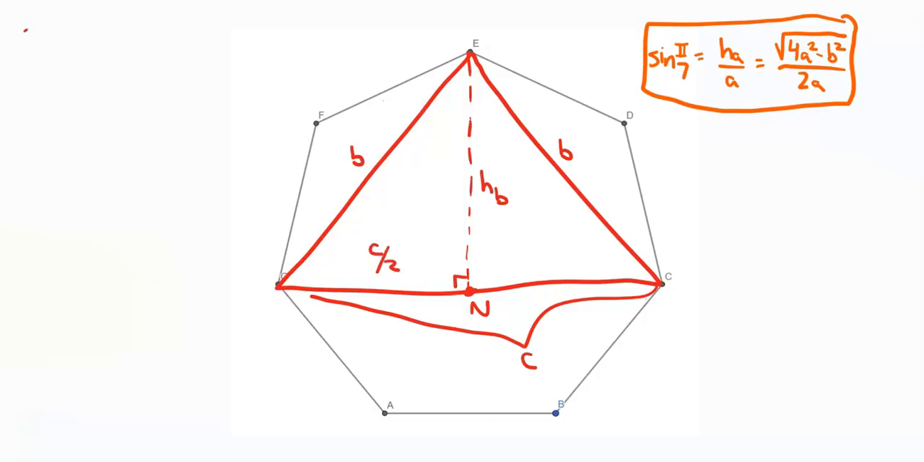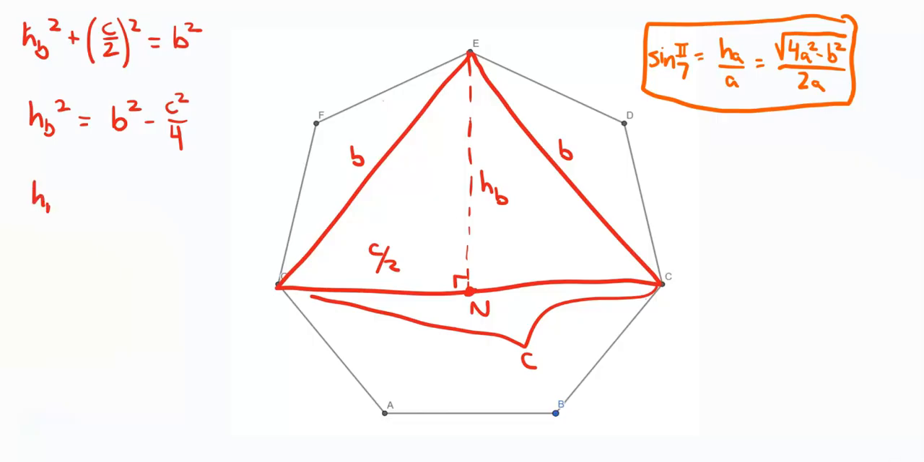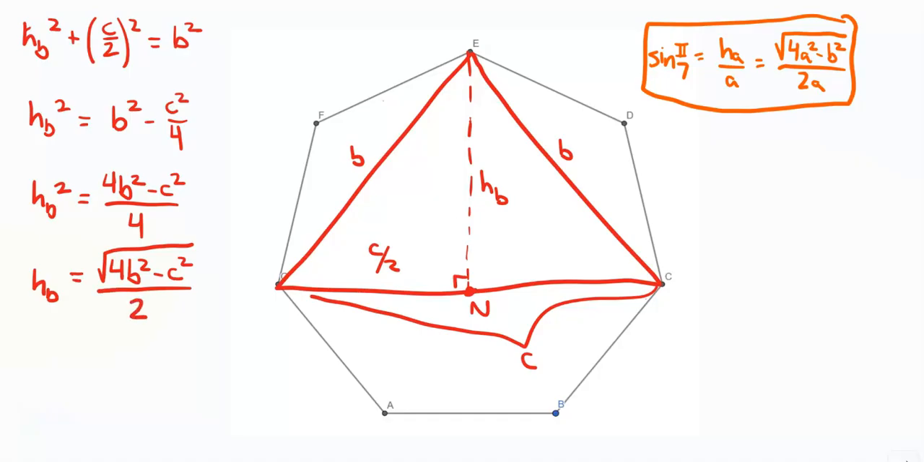So again, we'll set up the Pythagorean theorem. We will get H sub B quantity squared plus C over 2 quantity squared equals B squared. So we'll solve for H sub B squared equals B squared minus C squared over 4. So H sub B squared will equal 4B squared minus C squared over 4. We'll take the square root to both sides, giving the square root of 4B squared minus C squared all over 2.